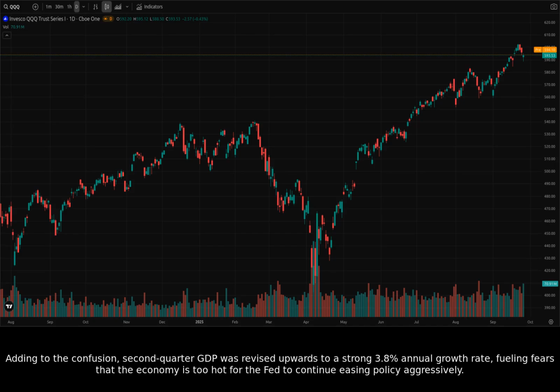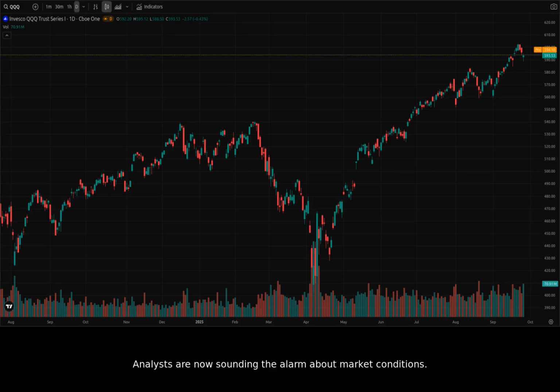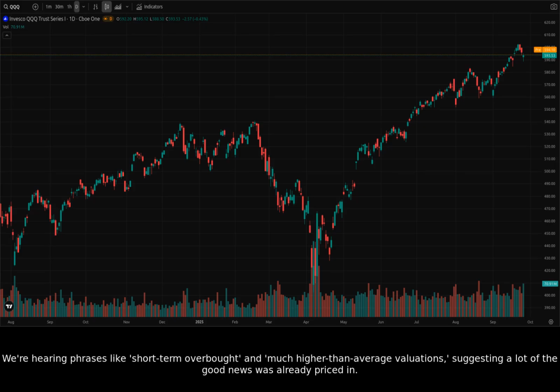Adding to the confusion, second quarter GDP was revised upwards to a strong 3.8% annual growth rate, fueling fears that the economy is too hot for the Fed to continue easing policy aggressively. Analysts are now sounding the alarm about market conditions. We're hearing phrases like short-term overbought and much higher than average valuations, suggesting a lot of the good news was already priced in.